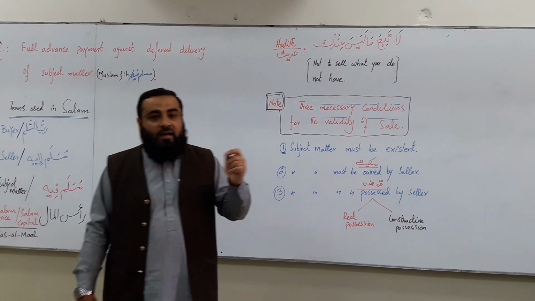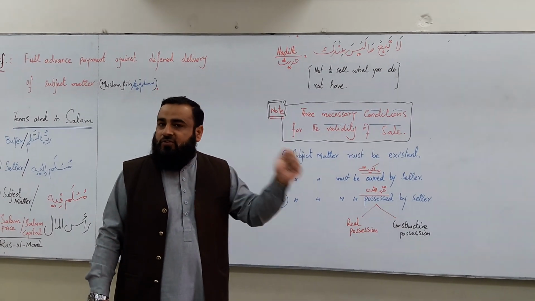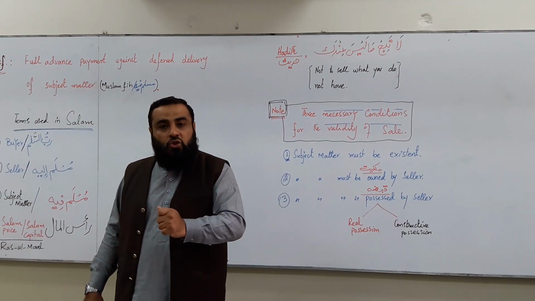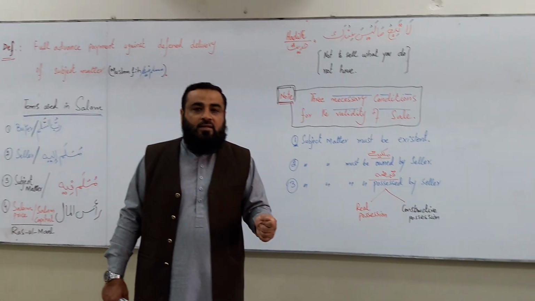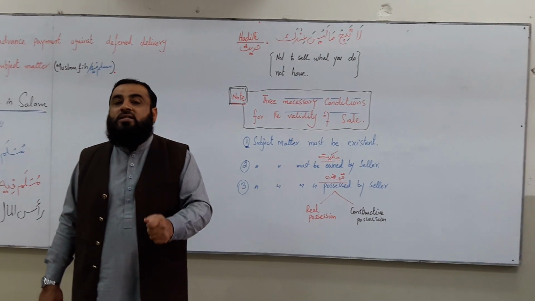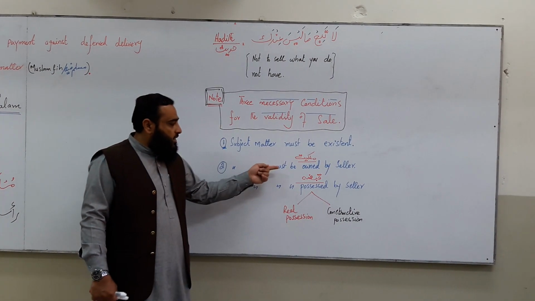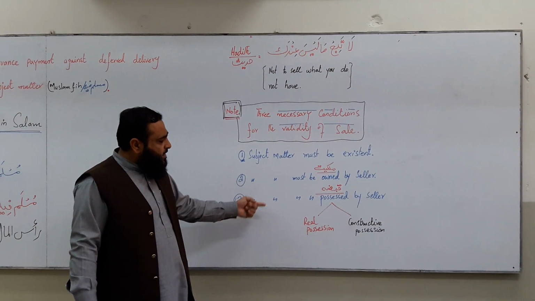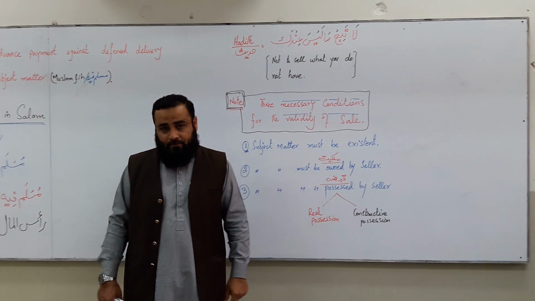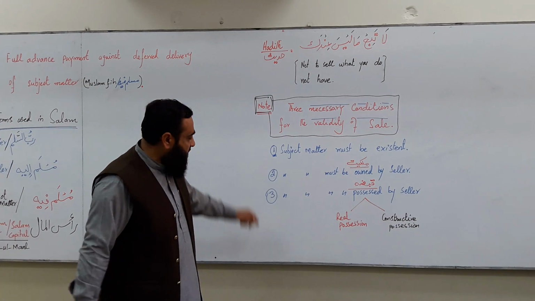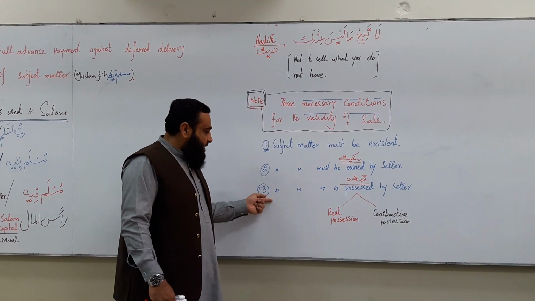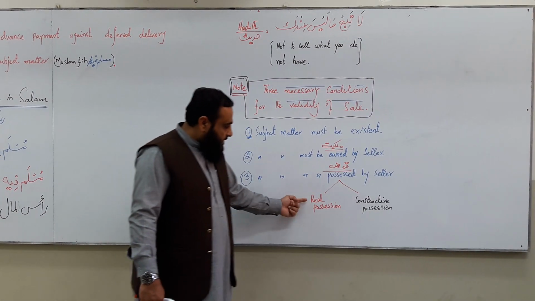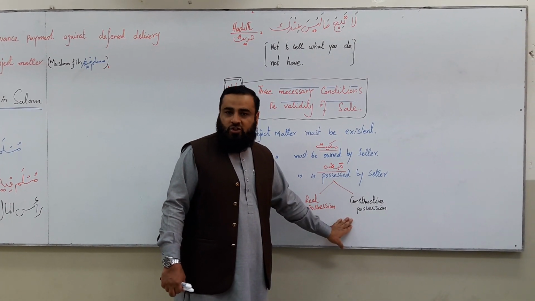For example, if someone snatched or stole something from someone and now wants to sell it further, he is not allowed to sell it. Though the subject matter exists, he is not allowed to sell it, because he does not own it. The third condition is that the subject matter must be possessed by the seller. If the subject matter is in existence and he also owns it, but he did not get possession of the asset, neither real possession nor constructive possession.